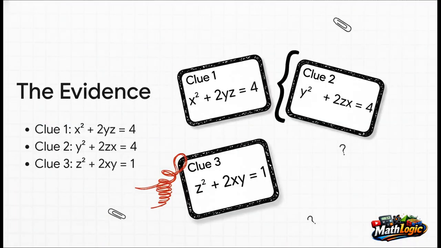Okay, this is our evidence file. Now, at first glance, these clues look pretty similar. But take a closer look. See how clue 1 and clue 2 are practically twins? They've got the same structure, and they both equal 4. But then you get to clue 3. Same form, but it equals 1. That little difference, that asymmetry, that's the first loose thread we need to pull on.